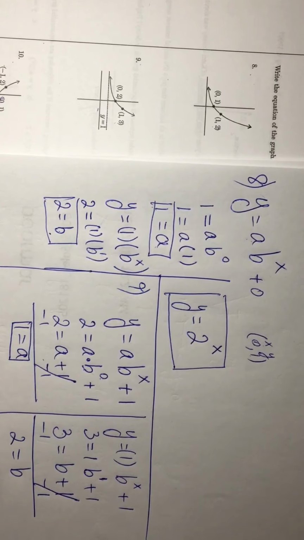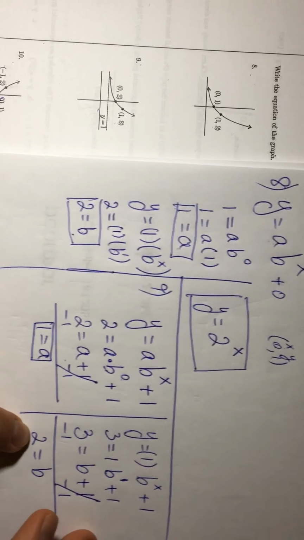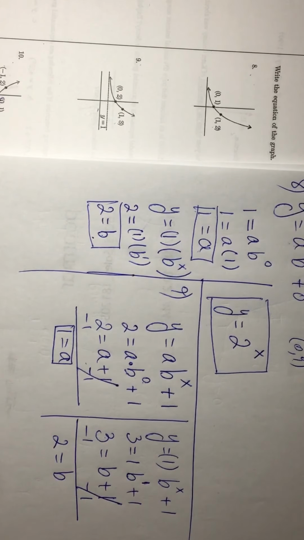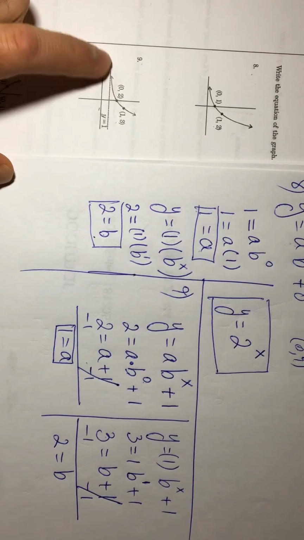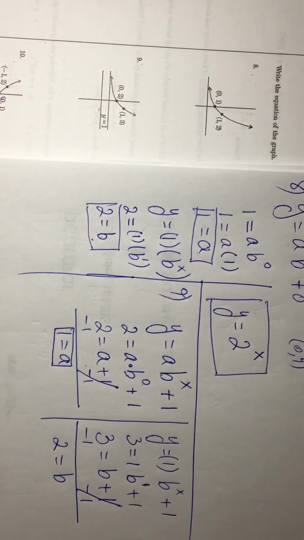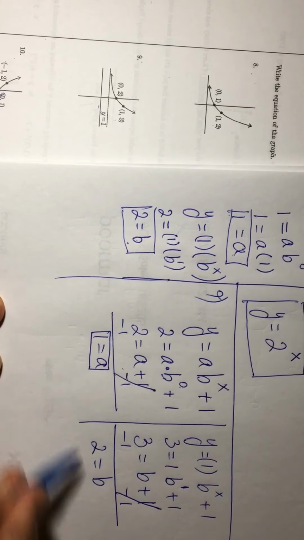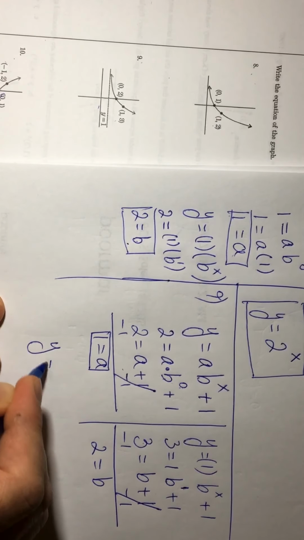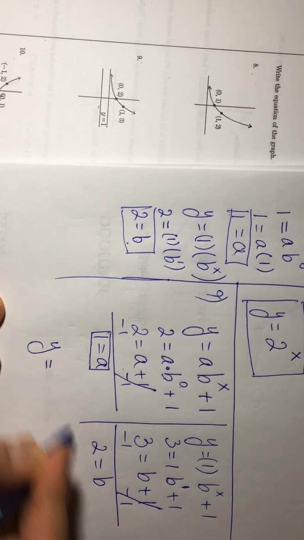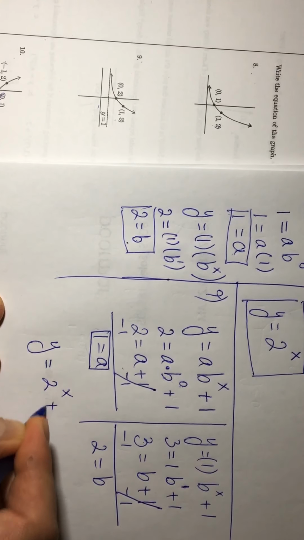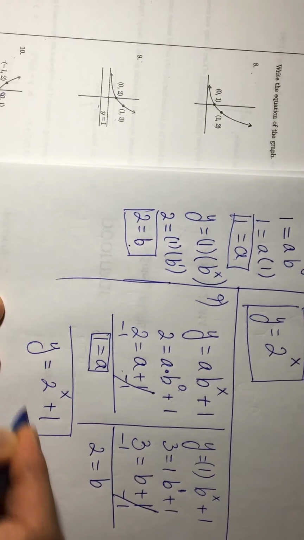And again, b has to be greater than 1, because look at the graph. It's exponential growth, right? So b has to be greater than 1, just like number 8. So here's the equation. I have both a and b. y equals, I don't have to show a because it's just 1. It's irrelevant. b is 2, so y equals 2 to the power of x, plus 1. So that's number 9.